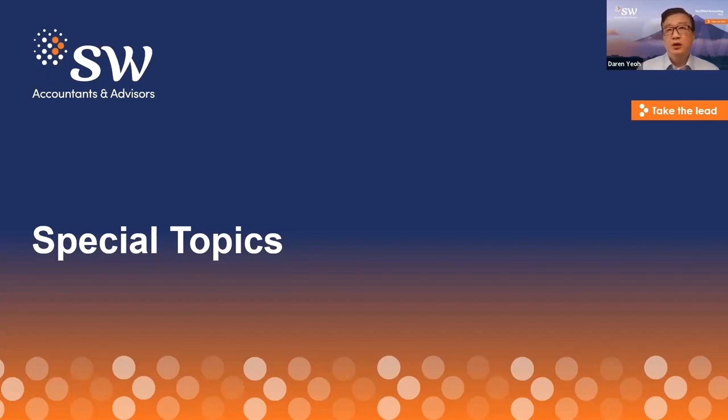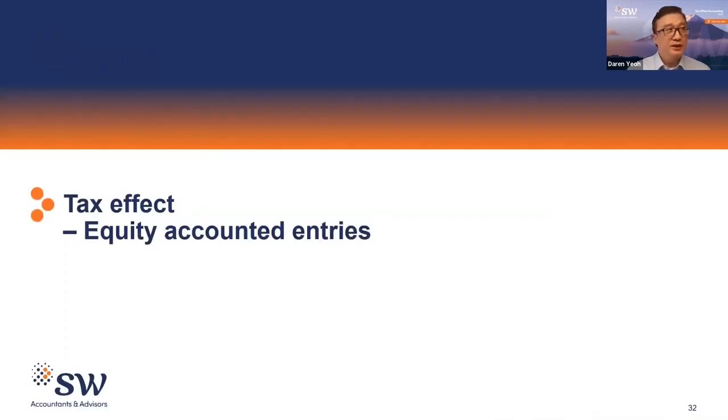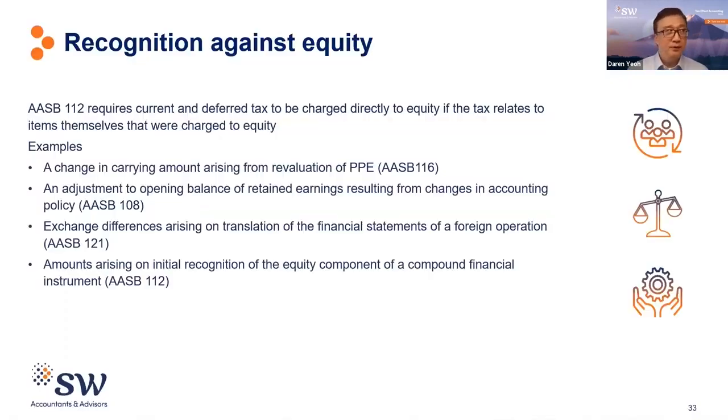Okay, now we'll go through some of the more complicated topics, and we'll start with equity accounted entries. So AASB 112, to put it into context, says that when you recognize a deferred tax asset or liability, you need to refer to and follow the original accounting entry, which gave rise to the temporary difference.